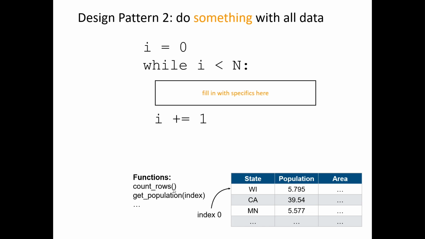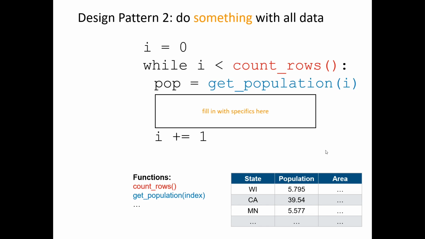So I would have a function count rows, and I would put that right here instead of n. That would tell me how many states we have. And it would be generic or universal for all kinds of tables like this. Frequently, people who write modules will include a function like size of the table, get the rows, number of rows. And then we would have a function that grabs the population for each of the rows, and we would take that index. So here we go.